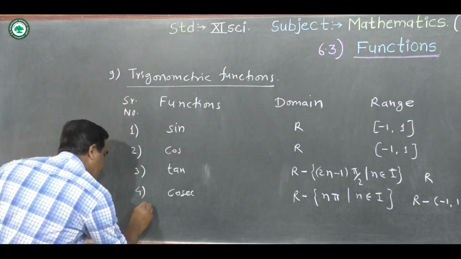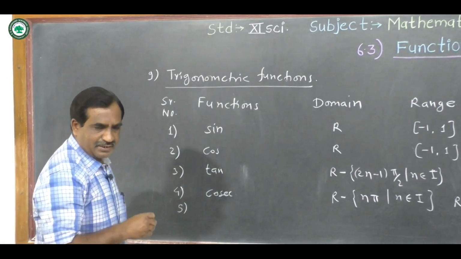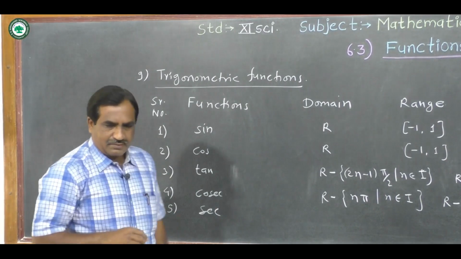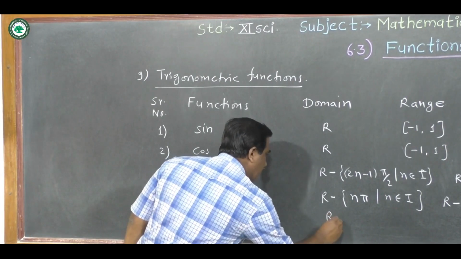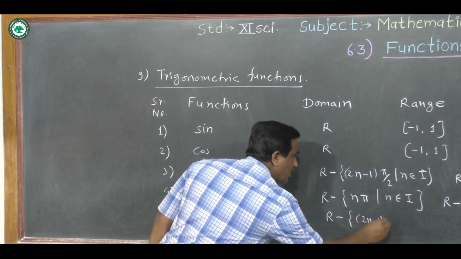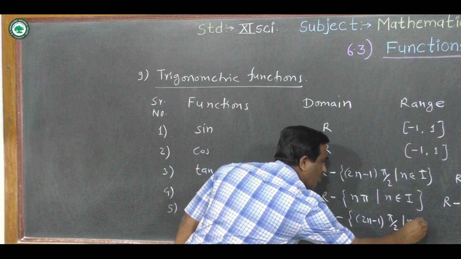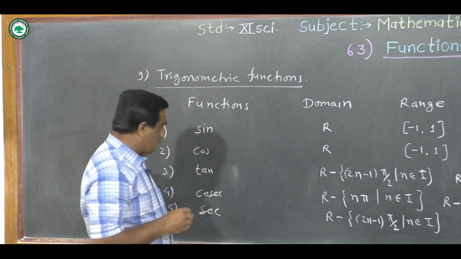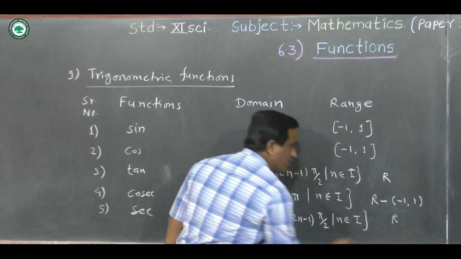Now further, the fifth function we can consider here is secant, that is sec. The domain for this secant is again R minus, in curly bracket, (2n minus 1) into pi by 2, such that here n belongs to I, the set of integer numbers, and the range for this function is the set of real numbers R.